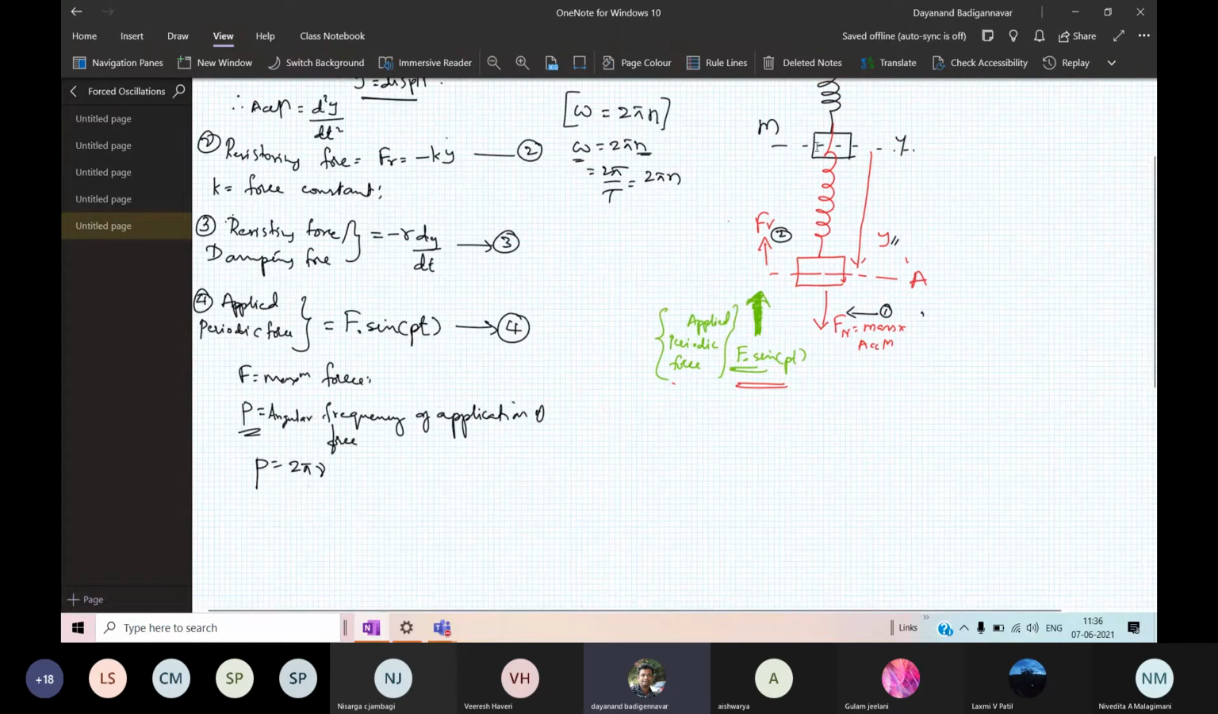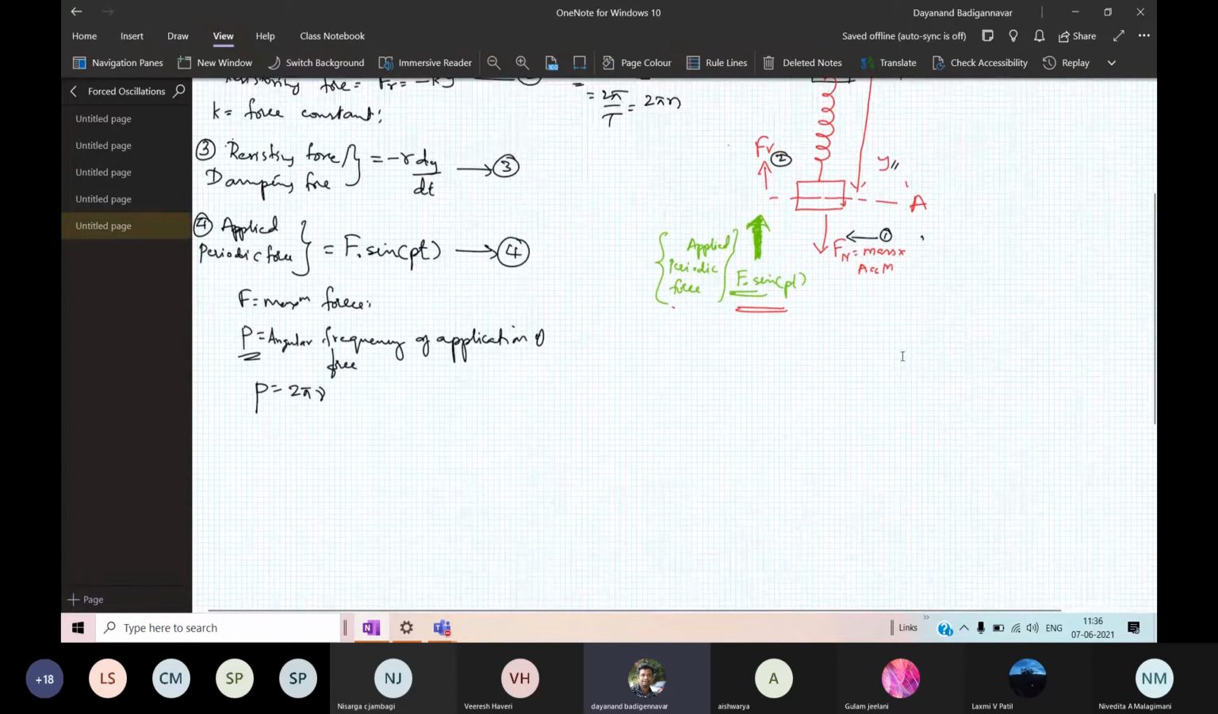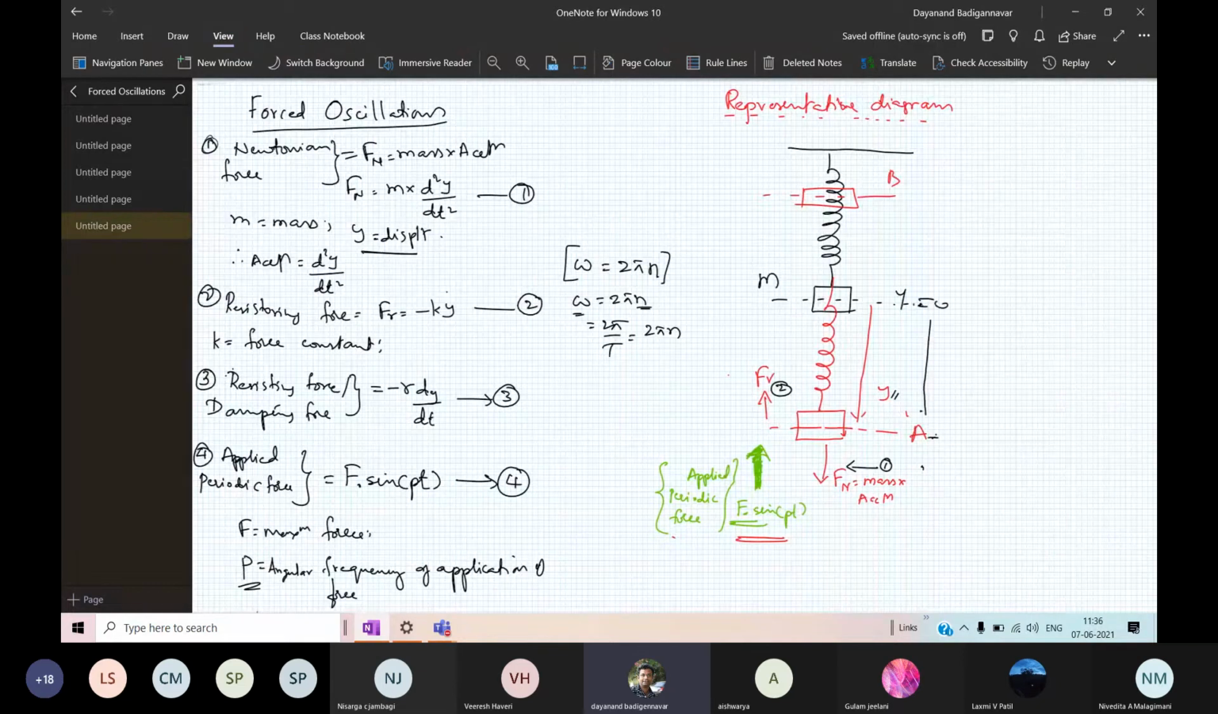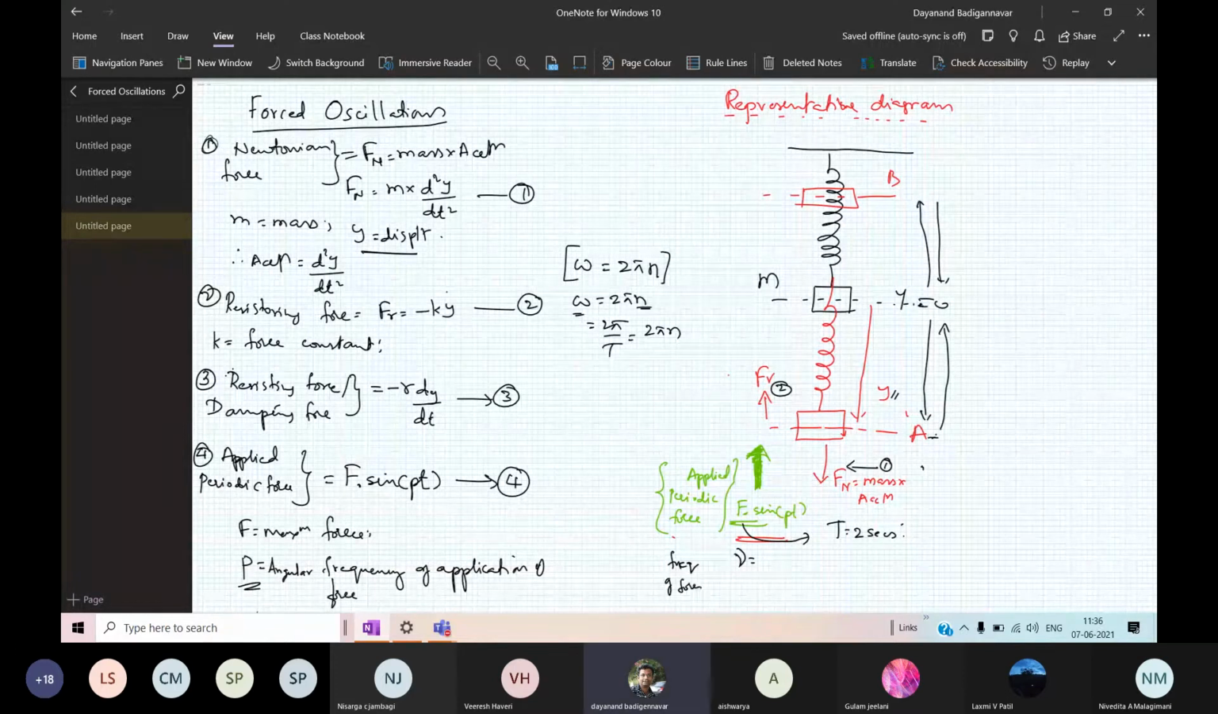For every 2 seconds, for example, this mass starts from y equal to 0, reaches a, comes back to y equal to 0, goes to b, and from b comes back. This is one oscillation. What is the time required? Say it requires 2 seconds. So you have to apply the force at a frequency mu, which is the frequency of the applied force. This is 1 by T, that is 1 by 2 seconds, which is 0.5 hertz.